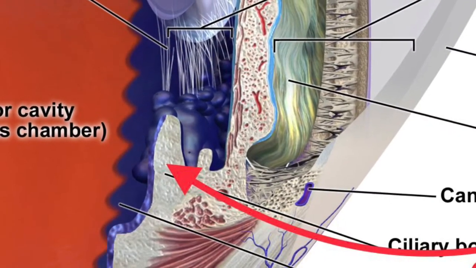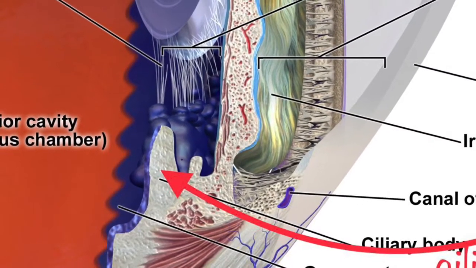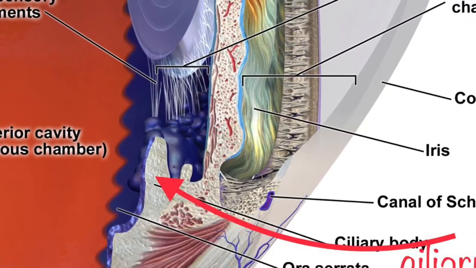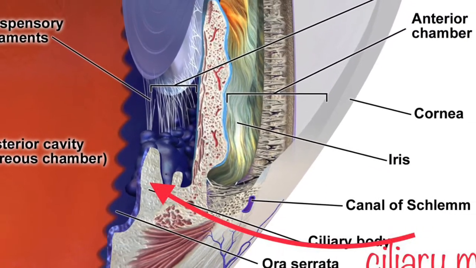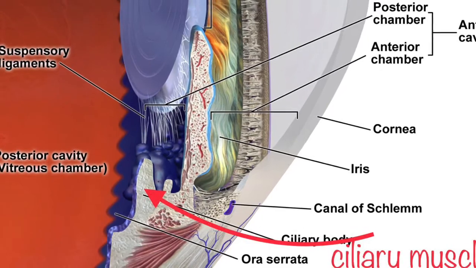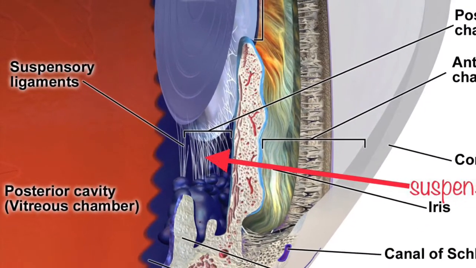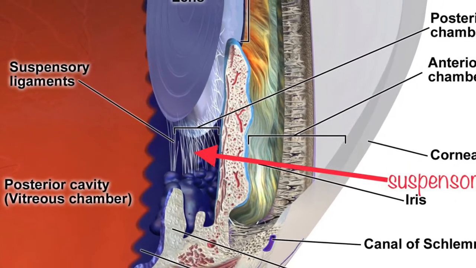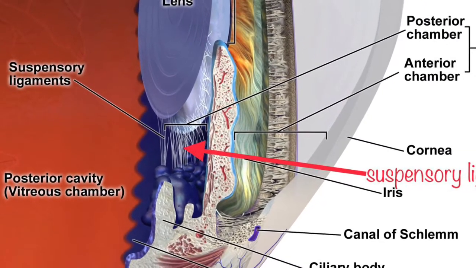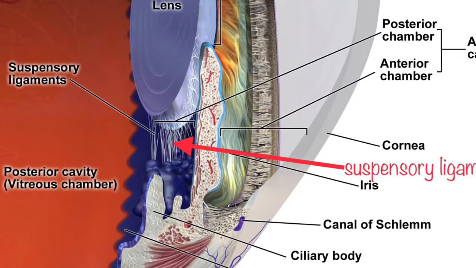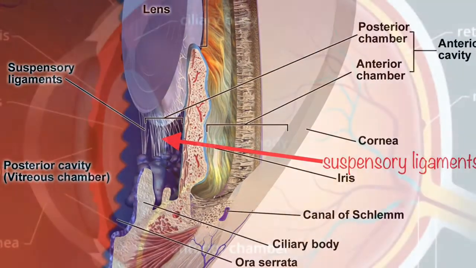Next up is the ciliary muscle. This is the muscles around the eye that controls focus of the eyes, and this is what helps the lens to change shape. This leads us right into the suspensory ligaments. These are connected to those muscles we just talked about. They have long, thin fibers that connect the lens to the ciliary muscles.